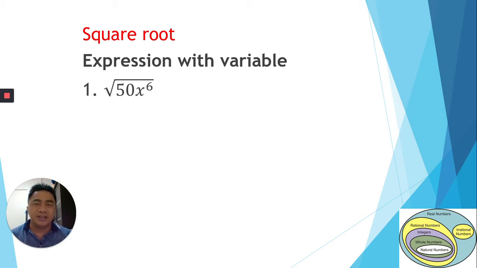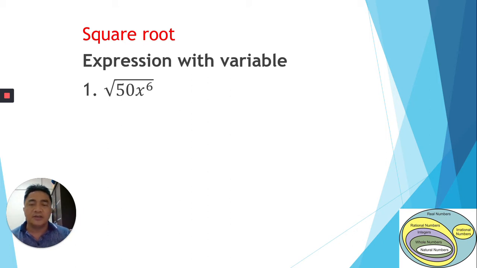Now, today we continue our lesson about square root. So here we're going to find the square root of an expression with a variable. So we have our first example. As you can see for number 1, we have the square root of 50x power 6.